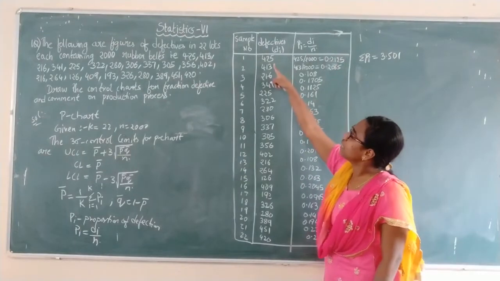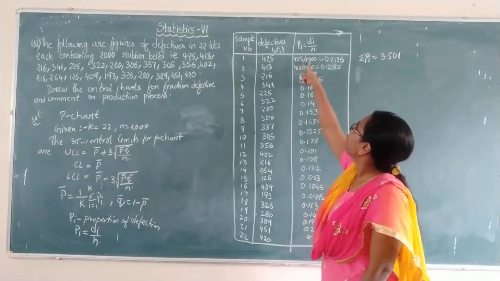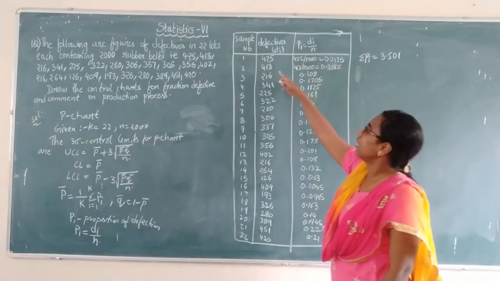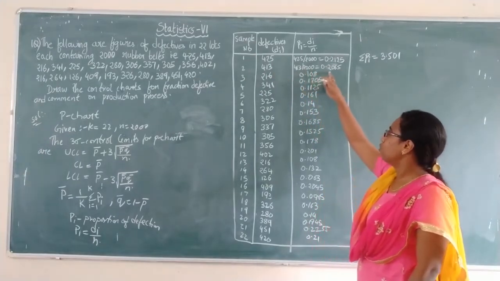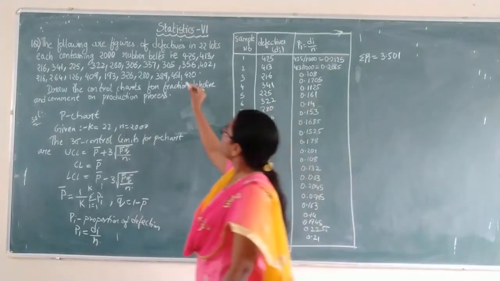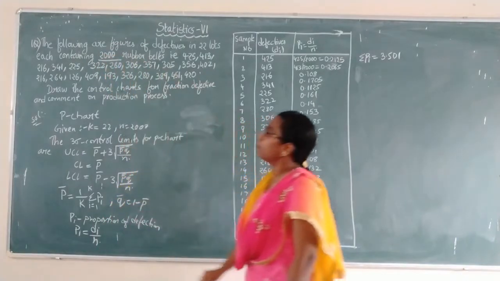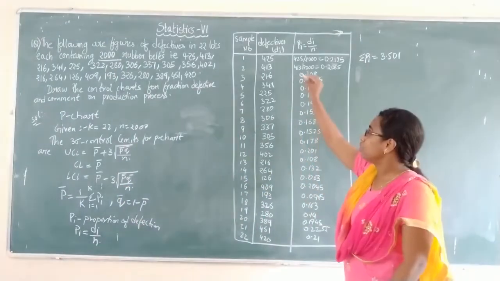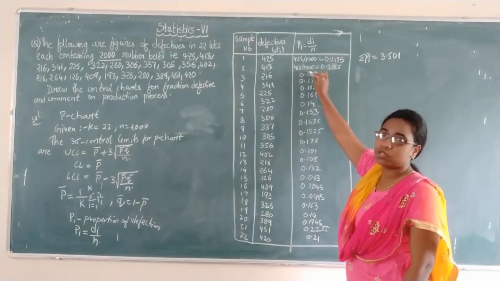So what is the first DI value? 425. 425 divided by 2000, you will get 0.2125. Similarly for the second one, 413 divided by 2000 equals 0.2065. Here they have mentioned that all the samples have the same size, containing 2000 rubber bells. So for all the 22 lots, the sample size is the same. So for all the given 22 defectives, you have to divide by 2000 to obtain the Pi values.